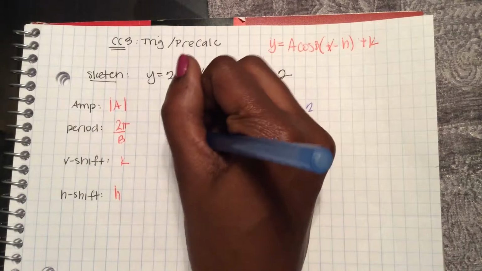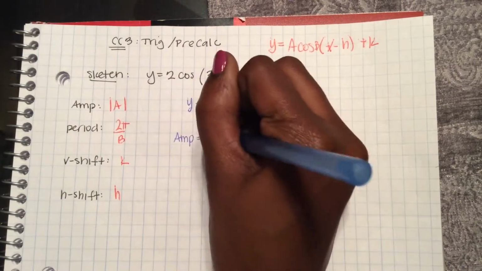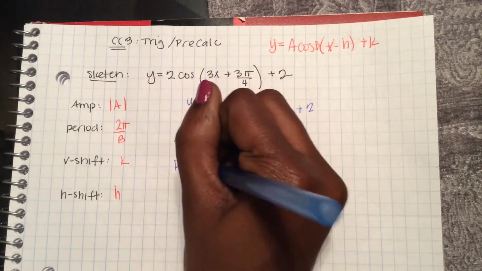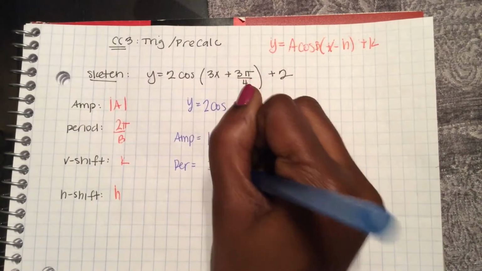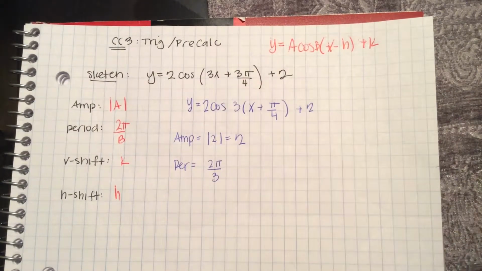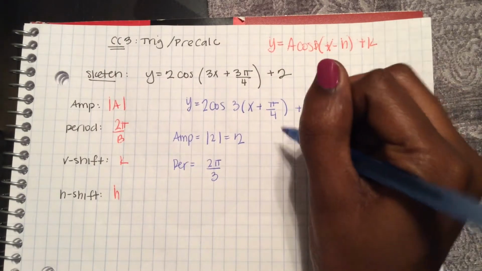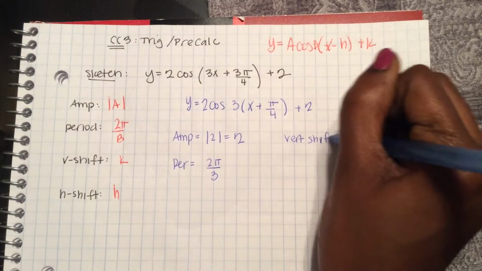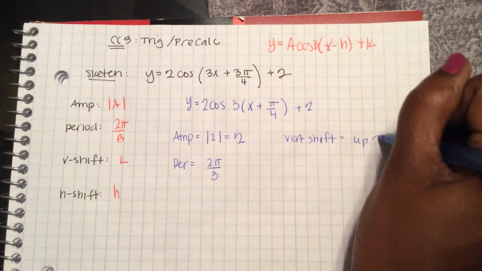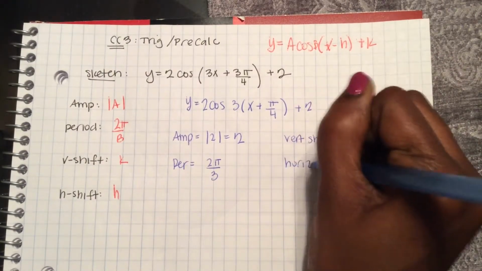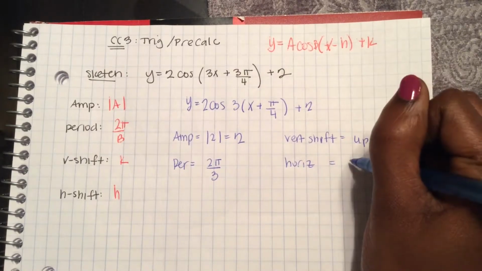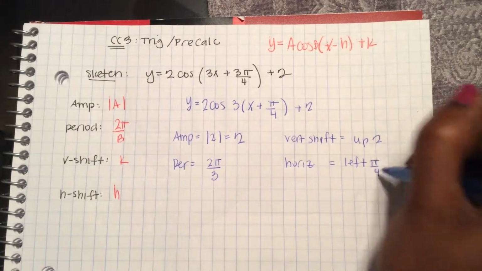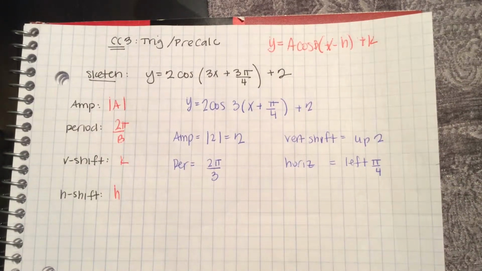So my amplitude is the absolute value of 2, or 2. My period is 2 pi over 3, or b. My vertical shift is up 2, and my horizontal shift is left pi over 4.